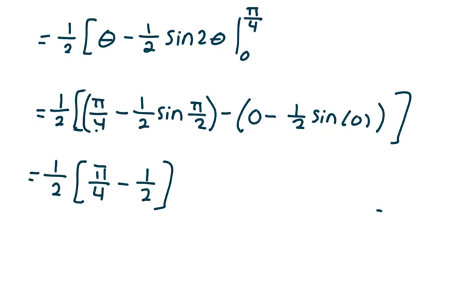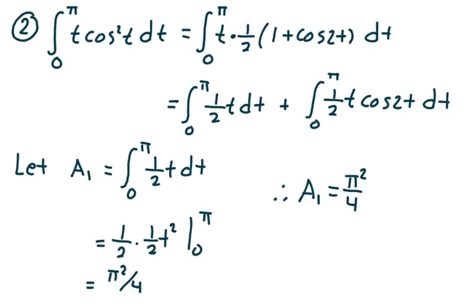But remember, sine of pi over 2 is 1. And so the correct answer here is 1/2 of pi over 4 minus 1/2. And that's how we do problem 1. Problem 2.